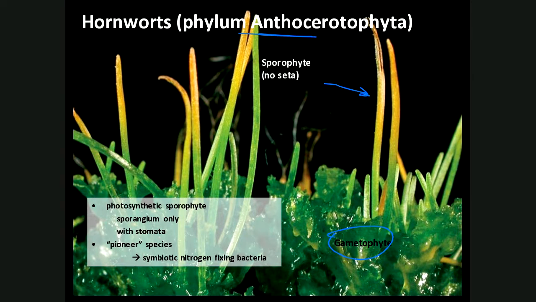You remember in the ones we looked at out in the woods, there was this thin little brown stalk, and then there was a capsule at the end where the spores are made. That was the whole sporophyte. This part of the sporophyte, in those ones that we looked at the other day, is called a seta, S-E-T-A. It's the stalk that holds it up. In hornworts, there is no seta.